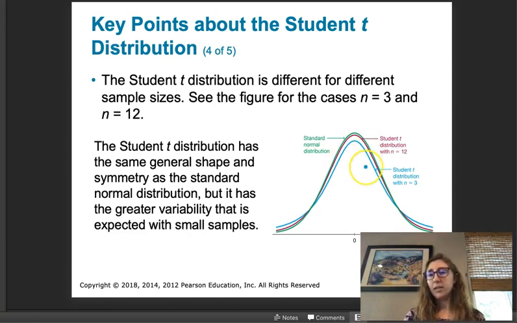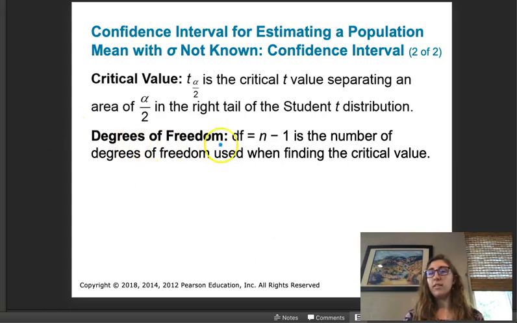It's very similar, but slightly different, right? A little bit lower at the peak and a little bit higher over here on our tails. Again, this student T distribution is dependent on our sample size, and we need to input what's called the degrees of freedom. We use the value of the degrees of freedom to help us calculate this critical T value. And again, your degrees of freedom is just one number smaller than your sample size.